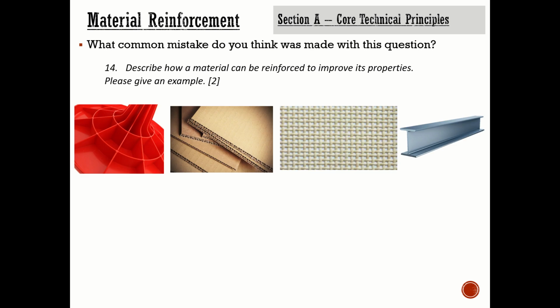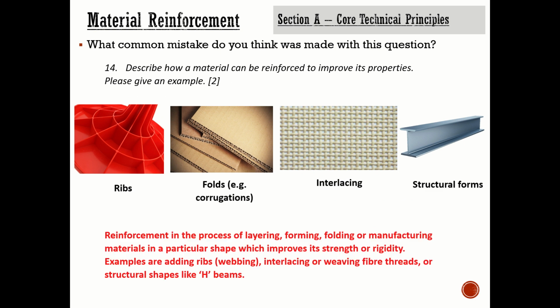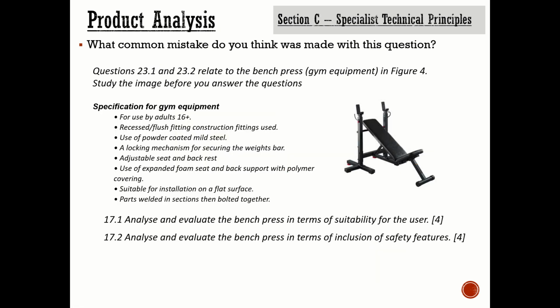Okay, one of the questions was on material reinforcement. What that means is basically layering, forming, folding, or manufacturing materials in a particular shape to improve strength or rigidity. That's the actual definition of reinforcement. And there are some examples, like ribs in plastic where it's been injection molded. It could be interlacing, like weaving a fabric. It could be structural shapes like I-beams or folds in corrugated card. So they would be some examples you'd need to name.